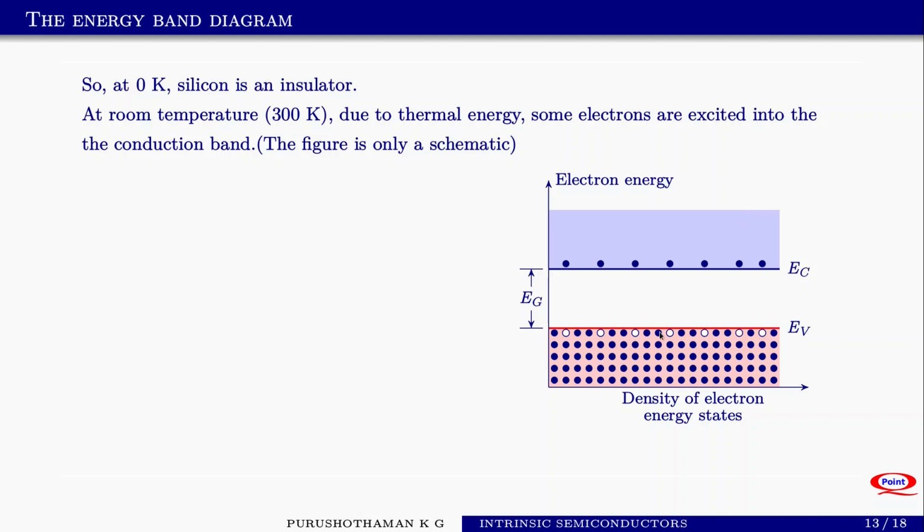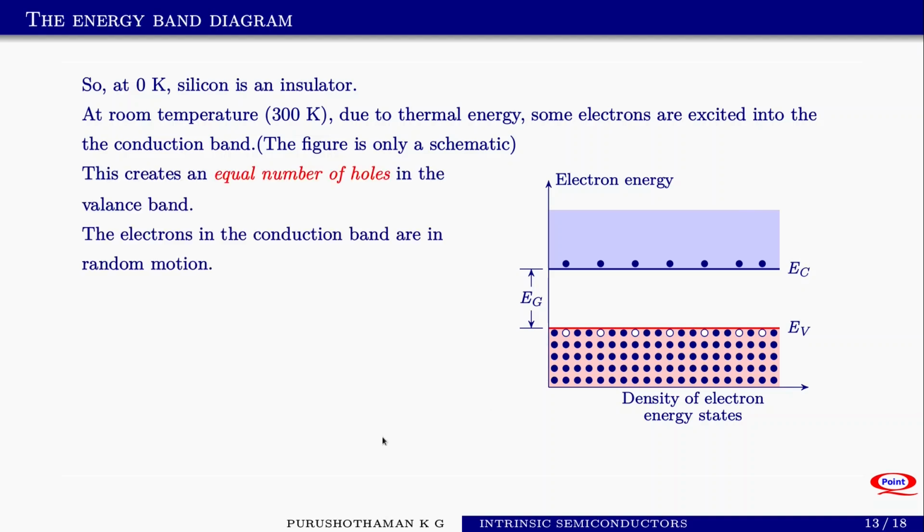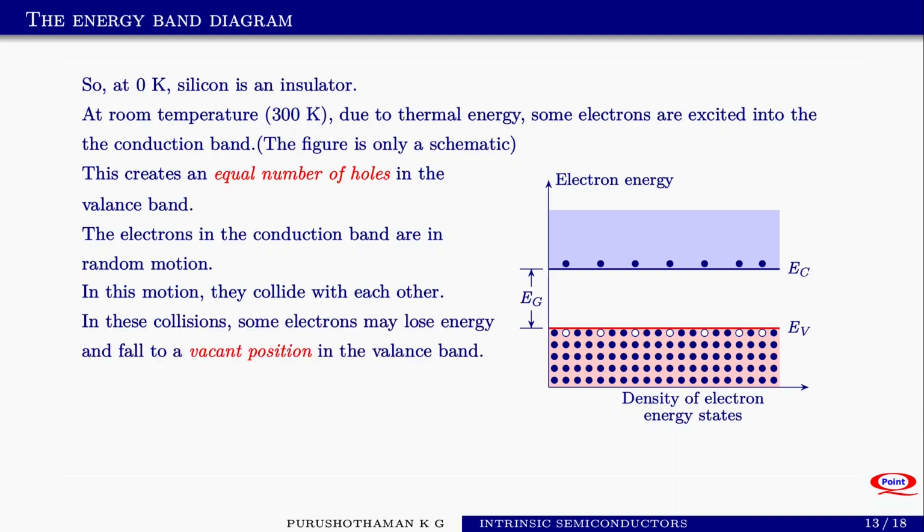Whereas you can see that the allowed energy levels are almost filled in the valence band. The electrons in the conduction band are in random motion, and in their motion, they collide with each other and some of them will lose energy. When it loses energy, it comes back to the valence band. But when it comes back, it can move only to a vacant position in the valence band because the other energy levels are filled.